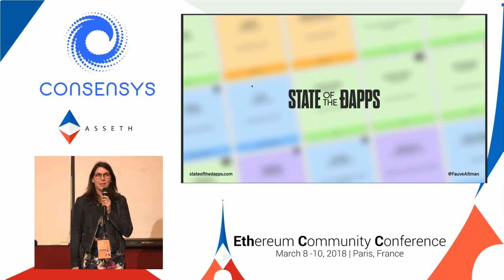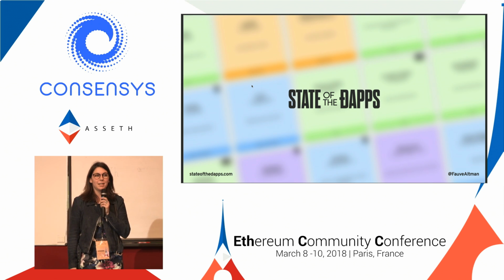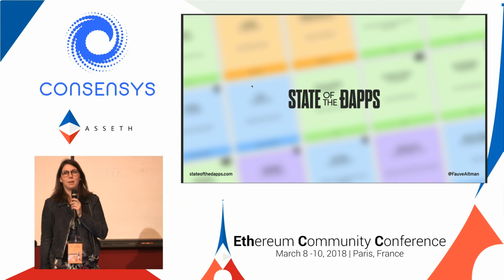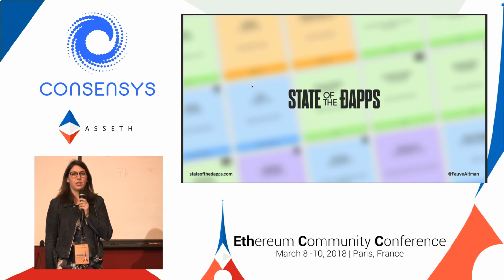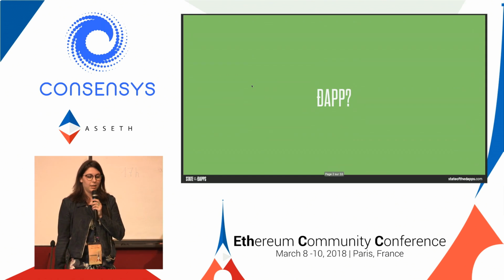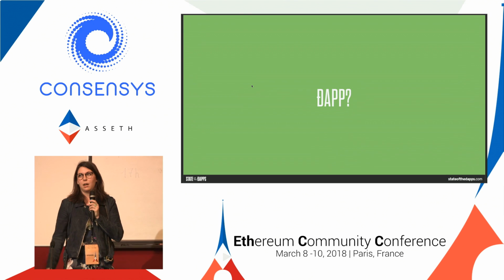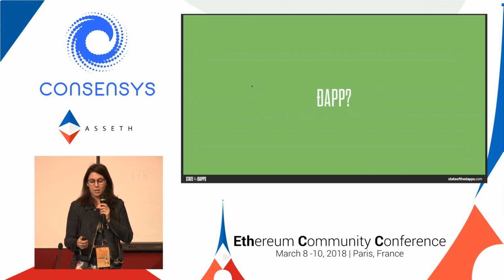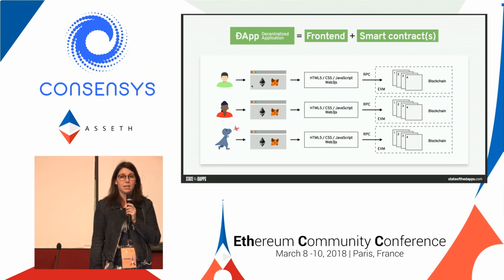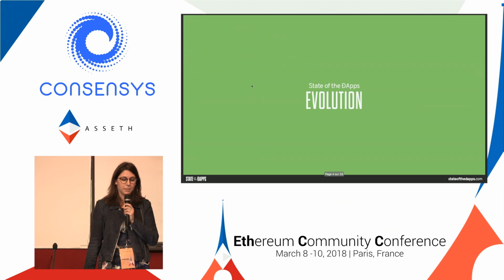So, hi everyone. I'm a full vaultman, community manager at State of the dApps. What is State of the dApps? We are a curated collection of decentralized applications on the Ethereum platform. So, what's a dApp? I guess everybody here knows what a dApp is, but just to make sure, let me cover it quickly. A dApp is a decentralized application. What is it composed of? It's composed of a front end and smart contracts.